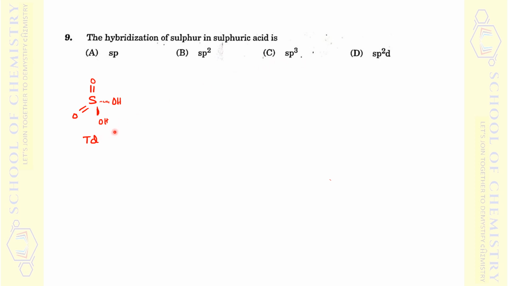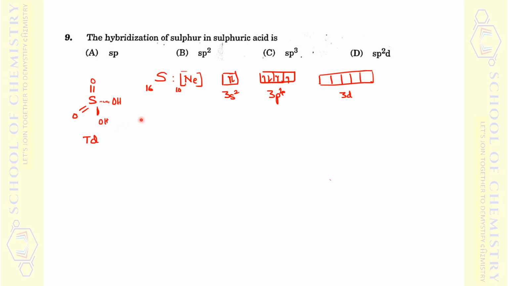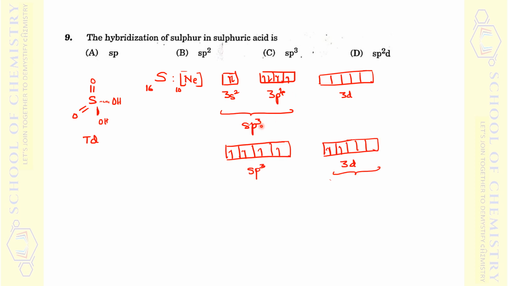But if you want to look at things in more detail, the sulfur electronic configuration is represented here. It will be 3s2 3p4. It is below oxygen, and oxygen is 2s2 2p4. Now when sulfur undergoes sp3 hybridization, the s orbital combines with the p orbitals, and what happens is that 4 new hybrid orbitals are formed.